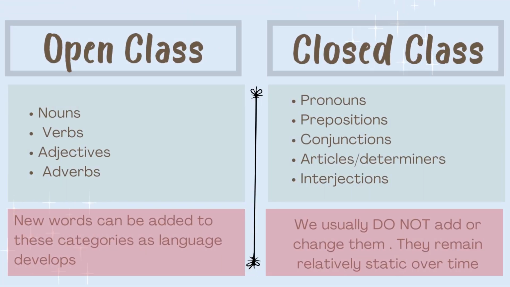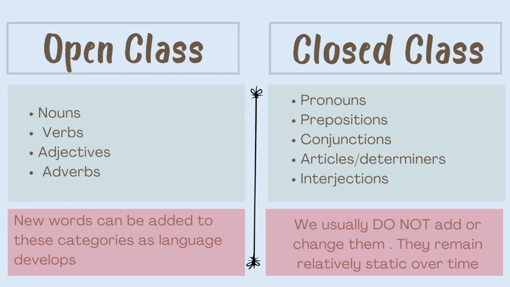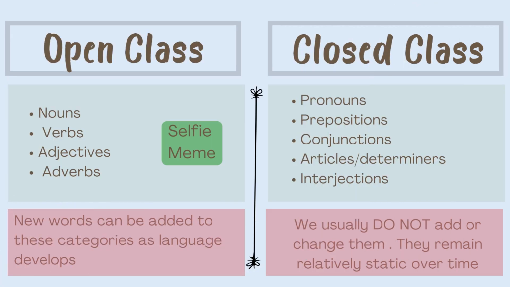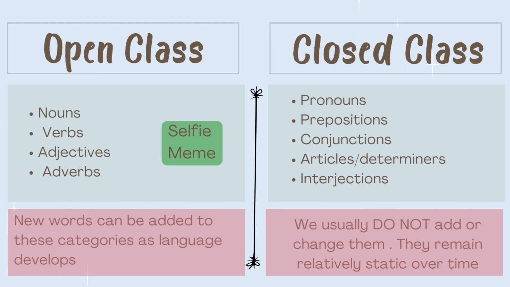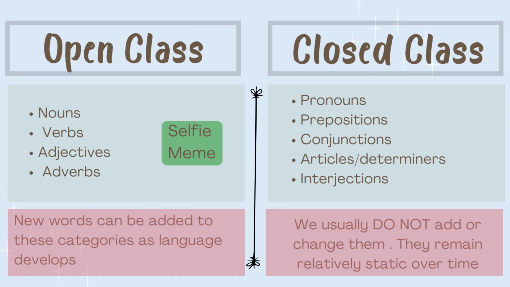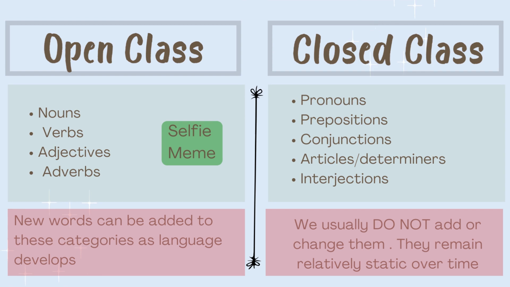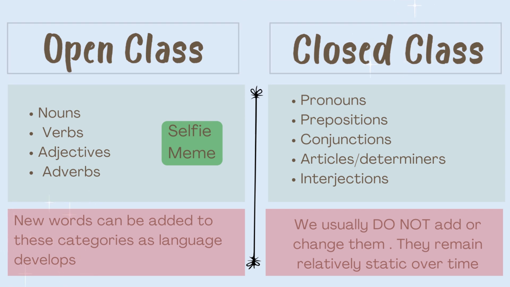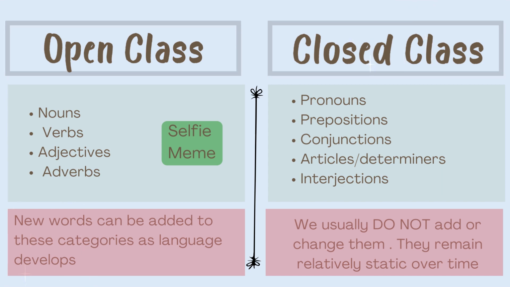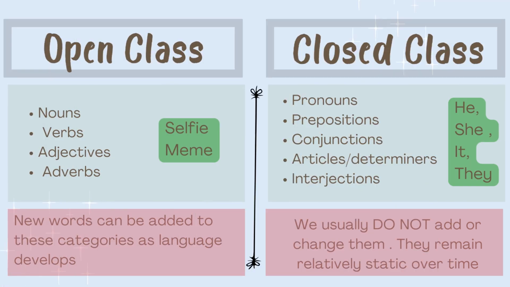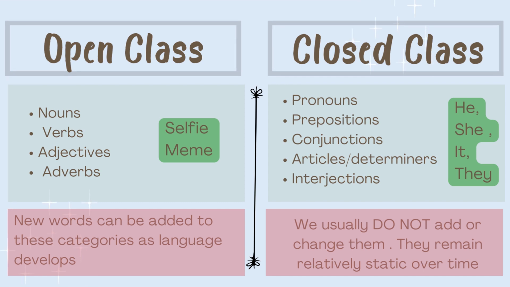Open classes such as nouns, verbs, adjectives, and adverbs are constantly evolving, and new words can be added to these categories as language develops. For example, words like selfie and meme have been added to the noun category in recent years. On the other hand, closed classes, including pronouns, prepositions, conjunctions, articles, and interjections, remain relatively static over time. For instance, we still use the same pronouns like he, she, and they that were used centuries ago.